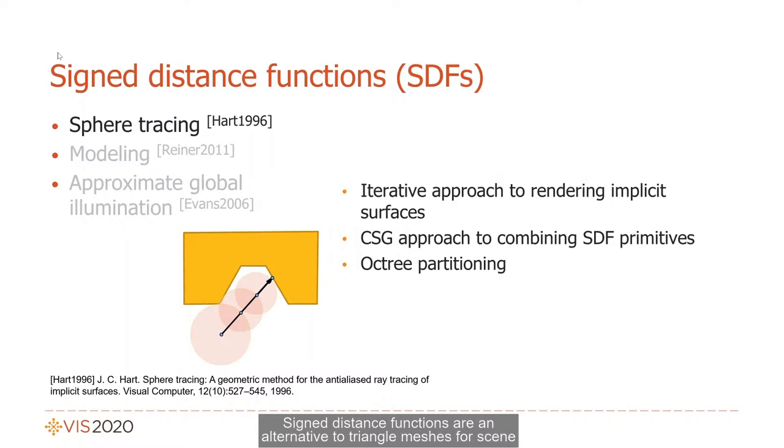Signed distance functions are an alternative to triangle meshes for scene representation. Hart made early explorations of this representation and developed the iterative sphere tracing technique for rendering, sometimes called raycasting or raymarching nowadays. He also described CSG techniques for combining simple primitives into more complex shapes, and suggested the idea of octree space partitioning for accelerating the rendering process, which is the approach we take.